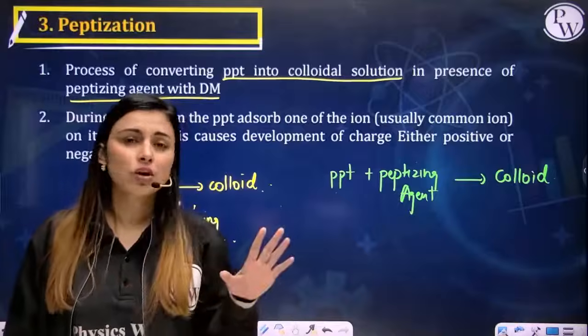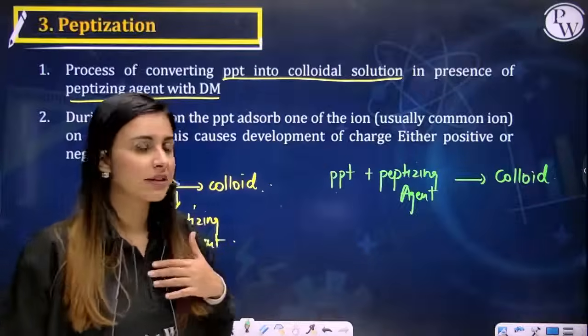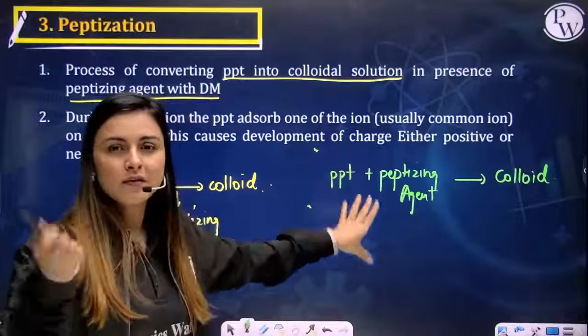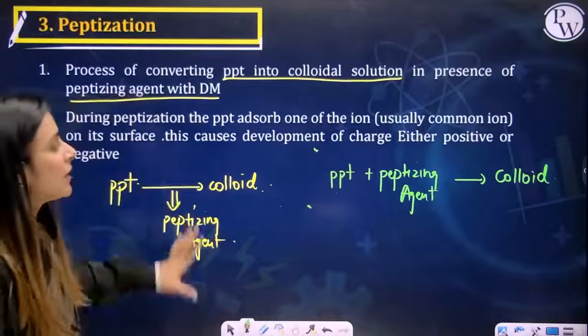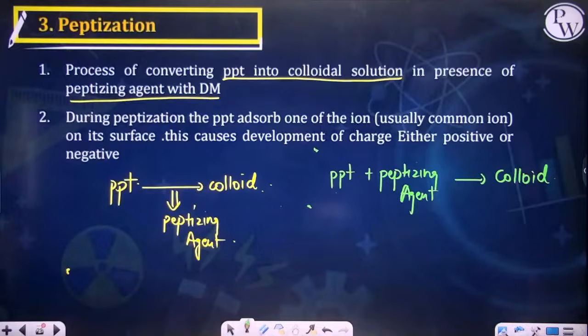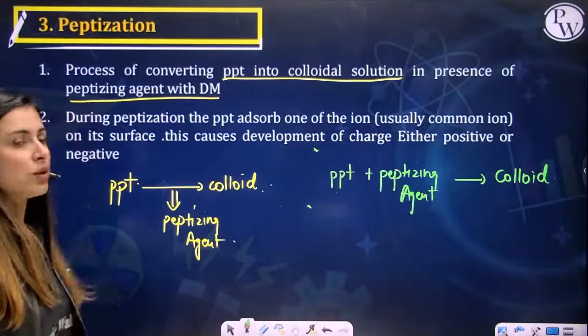I hope you haven't got any idea from this. I'll make you understand. You have a little bit of the idea, that PPT will be converted into colloid with the help of a peptizing agent. Perfect. This was something I wanted. First write it down and then I'll make you understand this as well. I hope you've written it. Now let's try to understand the process.